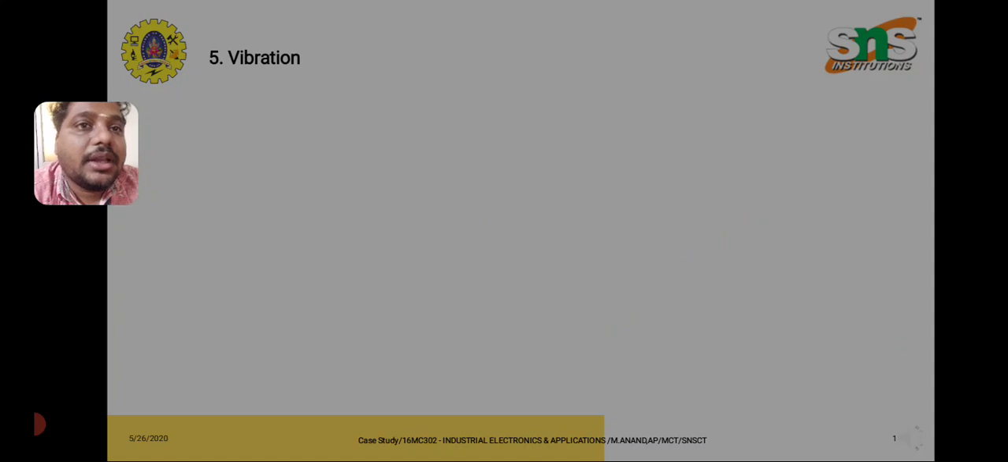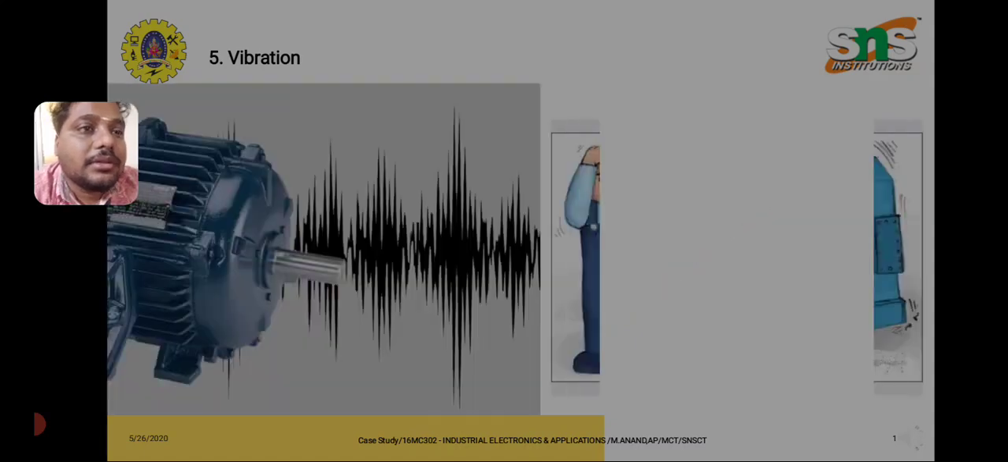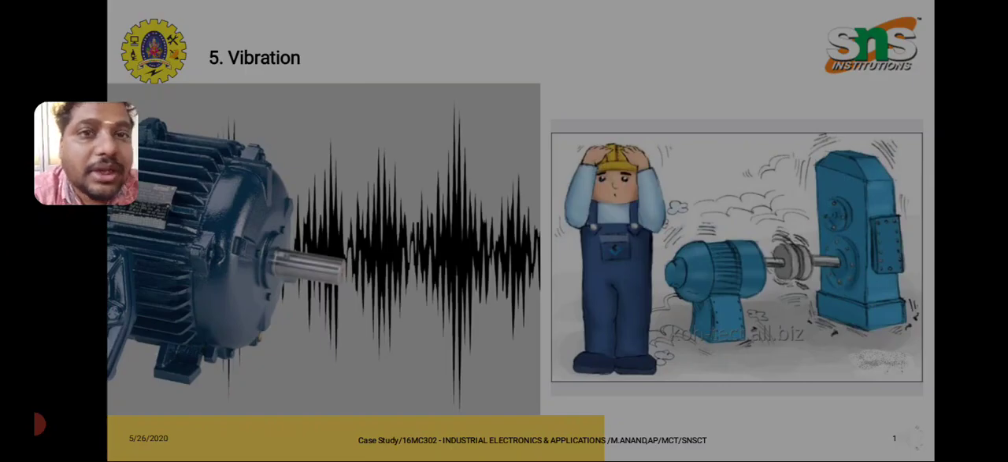And then finally the vibration. Basically we are using different types of motors. For example, switched reluctance motors and BLDC motors are special type motors. These special type motors run only with the help of converters, as well as sensors. Each and every stator has a separate coil winding.